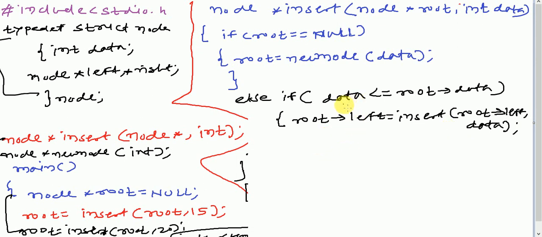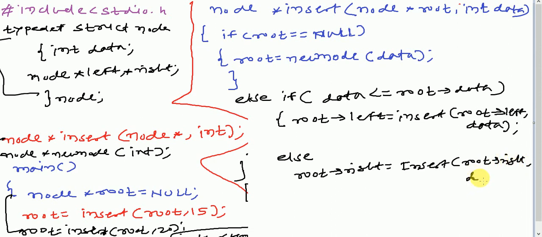Now if data is not smaller, then data is greater than the root. So what we'll do then, else, we are going to the right part. So what we'll do here, root of right is equal to insert into the right part, passing the data. This is a recursive call we are making here. We're going to see these in detail, and then once we are done with this, simply we'll say return root. Okay, so now let's see how it works.